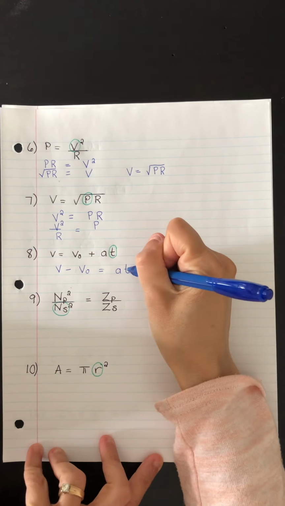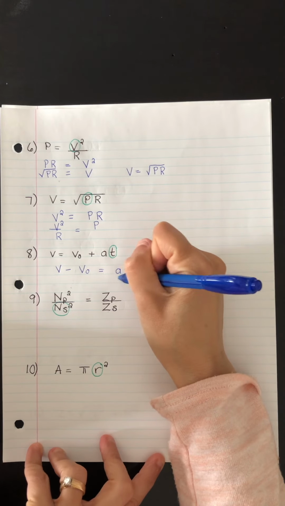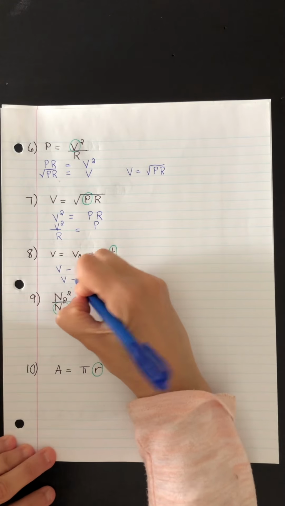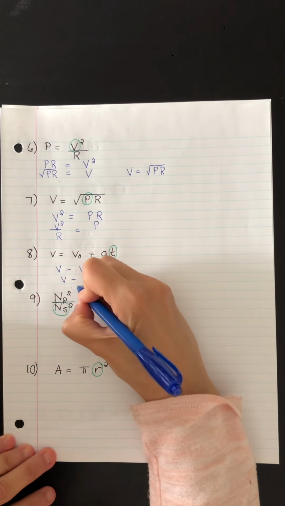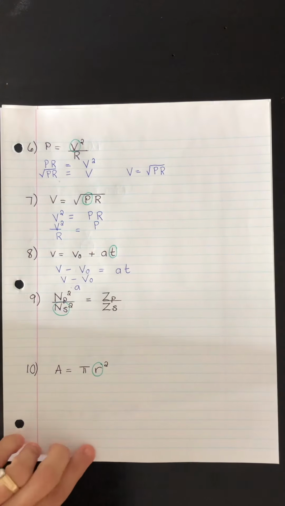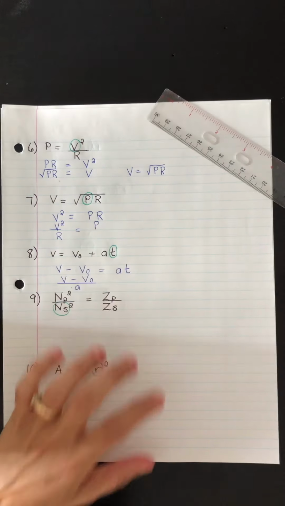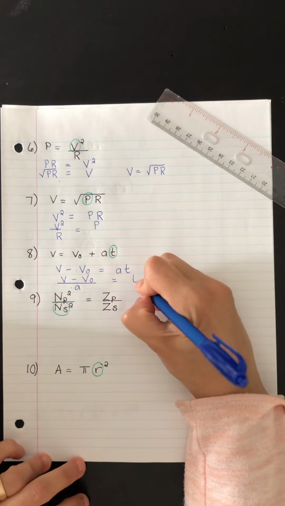Now we want the T by itself. We simply divide both sides of the equation by A. So that'll look like this. We will have A underneath V minus V0, like that. And that's equal to T.